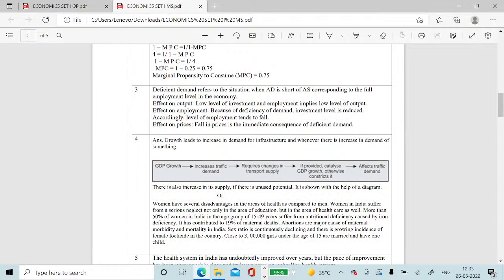Third, deficient demand refers to the situation where AD is short of AS corresponding to the full employment level in the economy. Effect on output: low level of investment and employment implies low level of output. Effect on employment: because of deficiency of demand, investment level is reduced. Accordingly, level of employment tends to fall. Effect on prices: fall in prices is the immediate consequence of deficient demand.